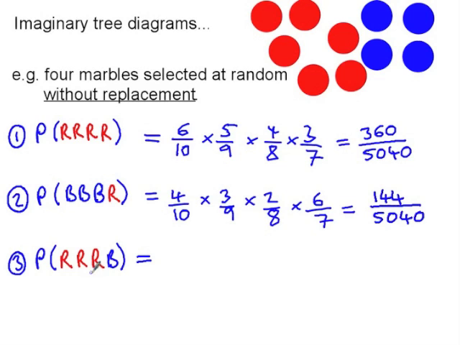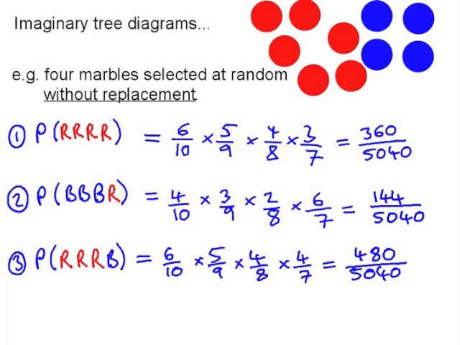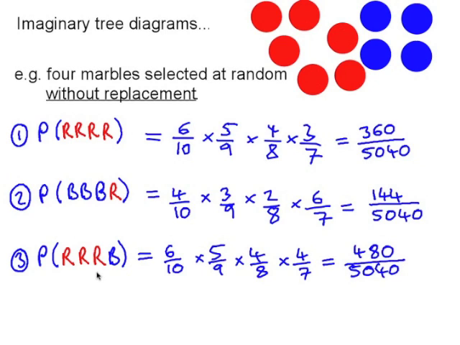Similarly, the probability of selecting 3 reds in a row followed by a blue is 6 out of 10 multiplied by 5 out of 9, 4 out of 8, and then we've still got the 4 blues in the bag. But what if the question was, if I draw 4 marbles at random, what's the probability only one of them is blue? Not necessarily the last one is blue, it could be the first one that's blue or one of the middle 2 that's blue.